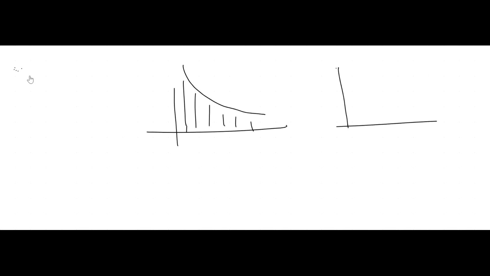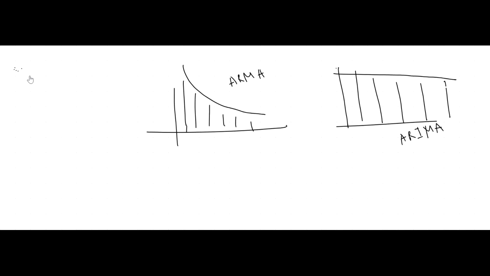It would decay, but it would decay very slowly. That is the feature of an ARIMA. This is ARMA. This is ARIMA. So when you see in your irregular component that your autocovariance is decaying very slowly, you should try differencing, and perhaps after differencing, it will look like this. So then an ARMA model would be appropriate.